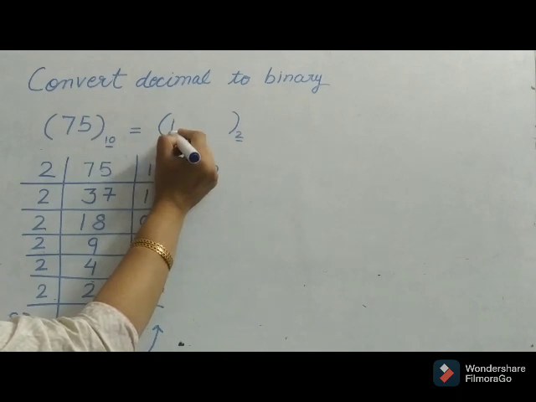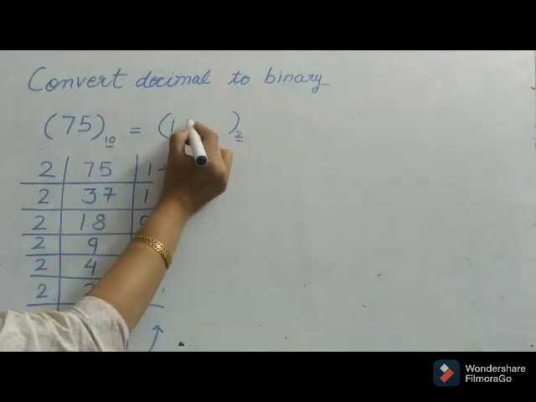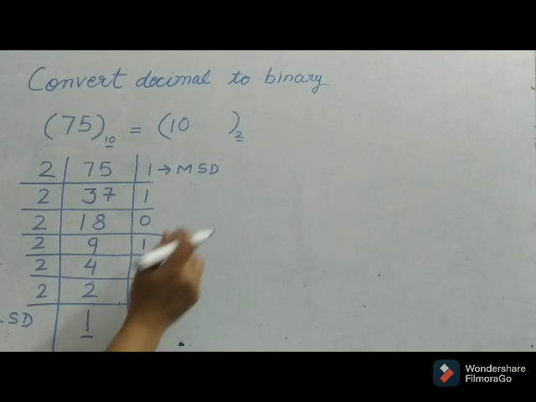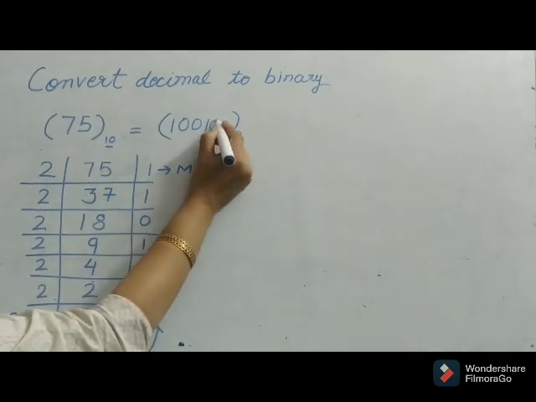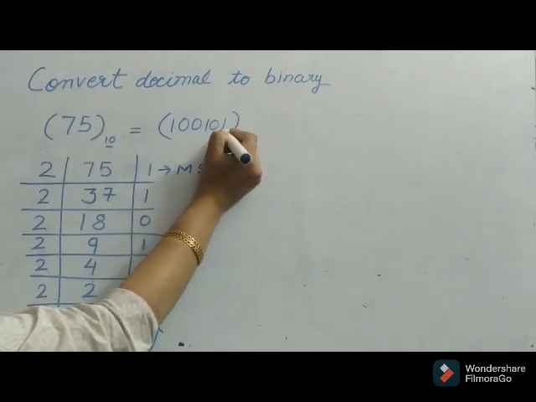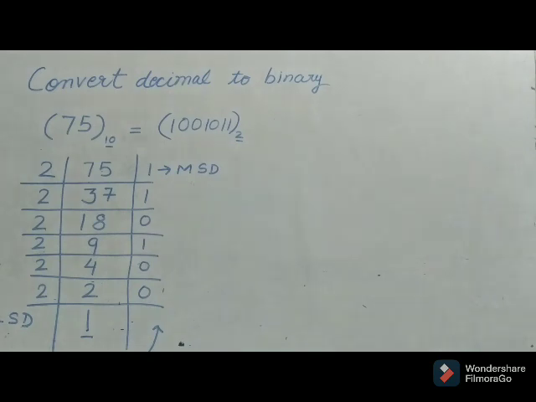So that is 1. Then it's 0. So we'll write here 0. Then again 0. Then again 1. Then 0. And then 2 times 1. This is the conversion of 75 into a binary number.